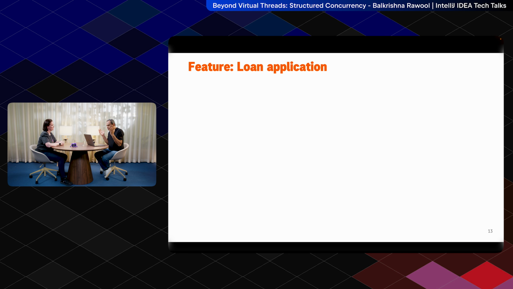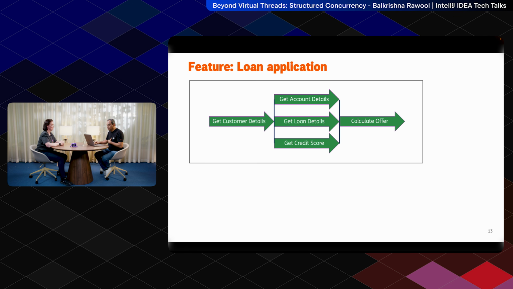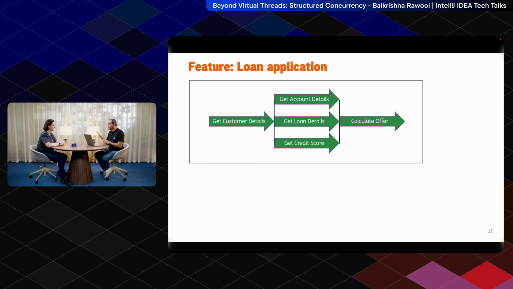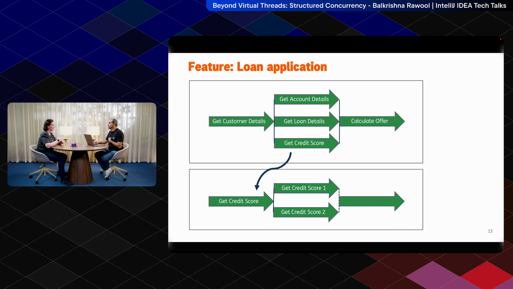Now, if I want to put this in a task structure, it looks like this. You have a get customer details task, which then creates 3 subtasks: account, loan, and credit scores. And when all those tasks are finished, we have an offer calculation, which is triggered, and we get the offer for the customer. And credit score is, again, not a single task, but it has 2 subtasks, and we are interested in a successful response from only one of them.